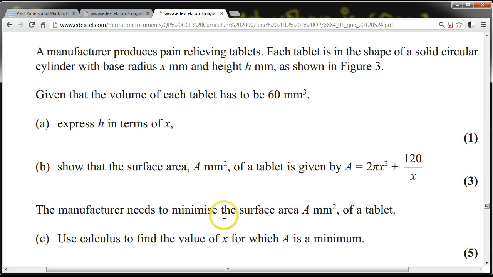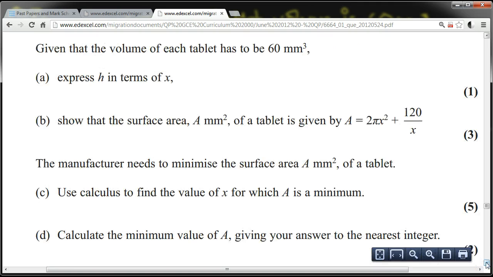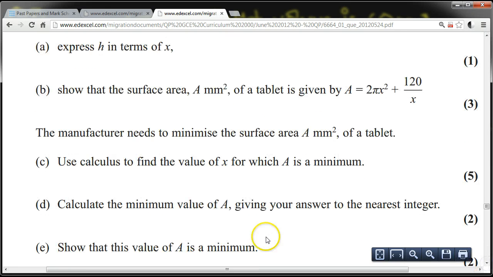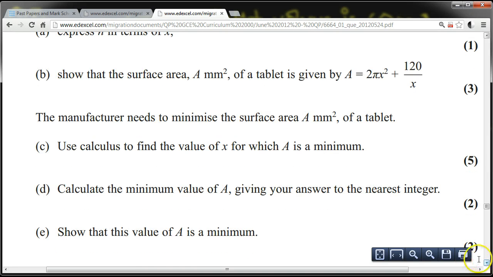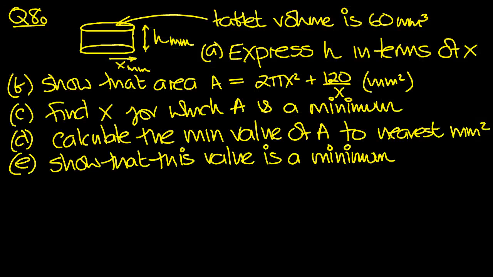The manufacturer needs to minimize the surface area A millimeters squared of a tablet. Use calculus to find the value of x for which A is a minimum. Calculate the minimum value of A, giving your answer to the nearest integer, and show that this value of A is a minimum. So there's the question then, lots of parts which are all summarized here. I've drawn the picture with all the information contained therein, here.